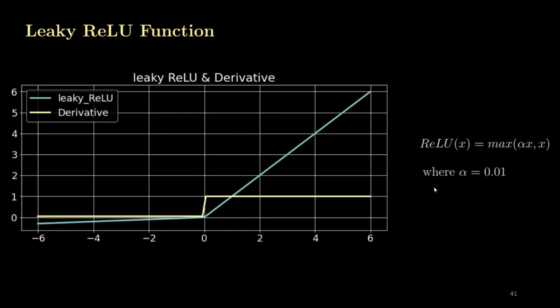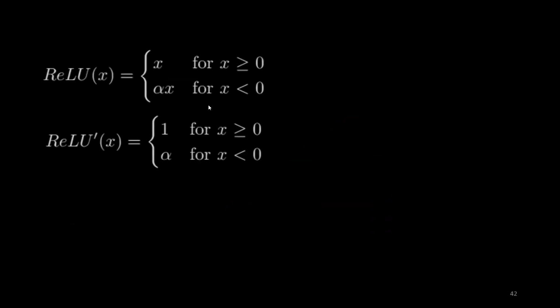So here is the definition of the leaky ReLU function. It will select the maximum value between alpha x and x. It means if x is positive, it will select the value of x. And if x is negative, then it will select the value of alpha x, where alpha is 0.01. So what is the advantage of leaky ReLU then? Here is the advantage of the leaky ReLU.